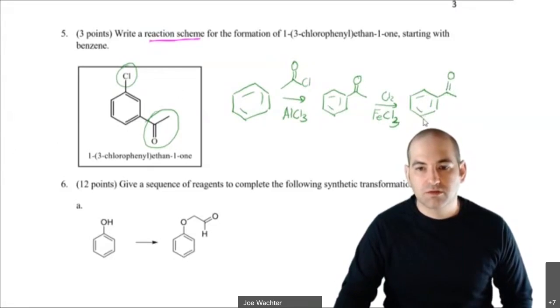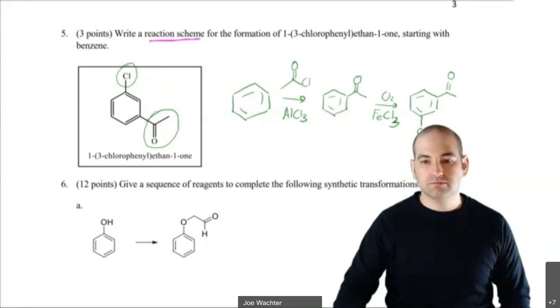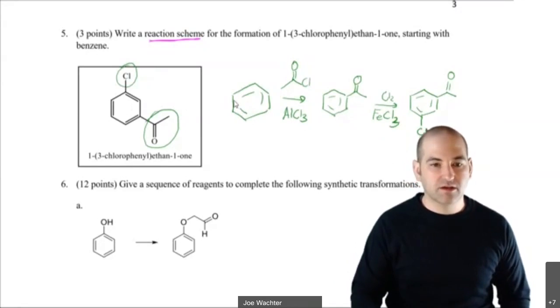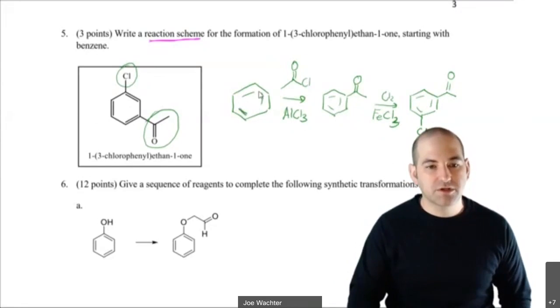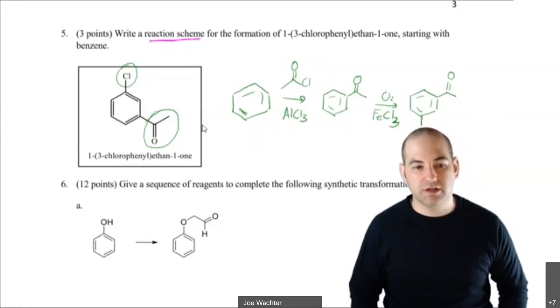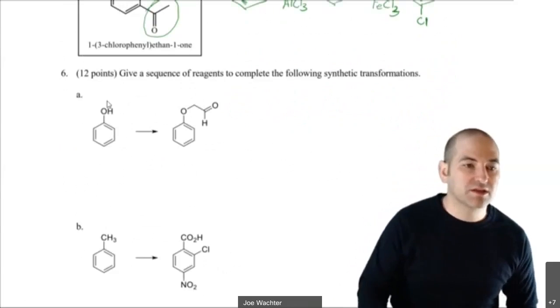So that we can get that meta direction that we want. Yeah. So when you're doing this, that's the trickiest part, the thing that's most different about benzene reactions: you have to make sure they're in the right order because different groups have different directing abilities. And so you'll get a chance to try this again down here. All right, let's look at these reactions.